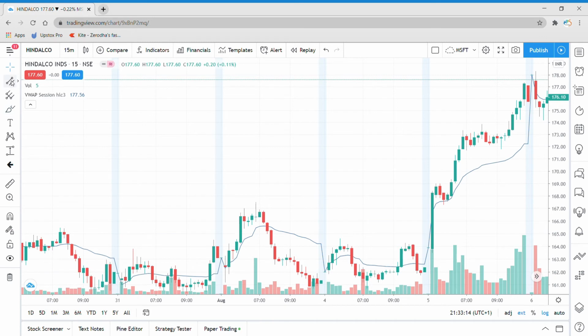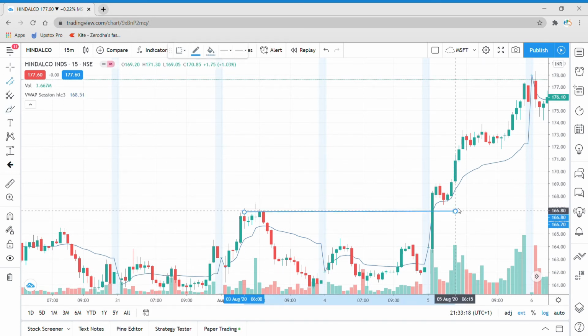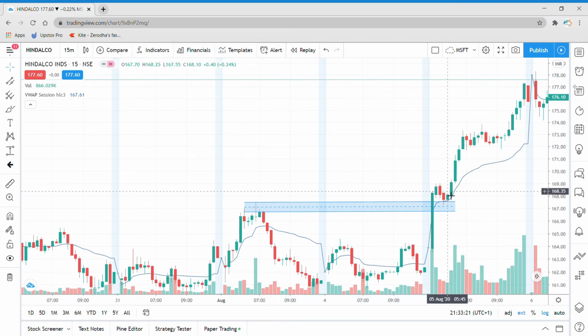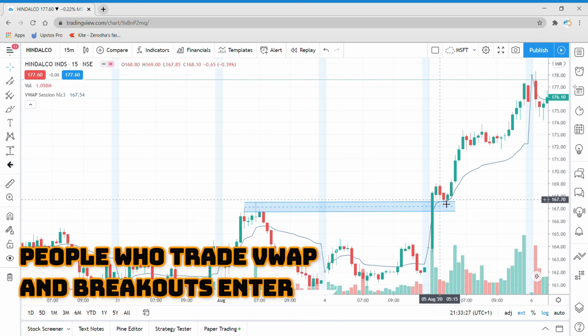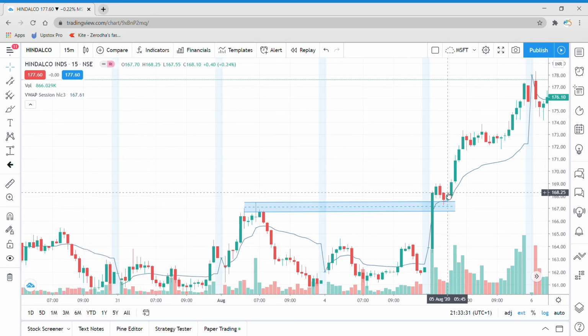So the previous high was in between these zones, and then the price retraced back to the previous high. Therefore, people who trade the VWAP and people who trade using breakouts are gonna get into this stock over here, making it even more powerful.